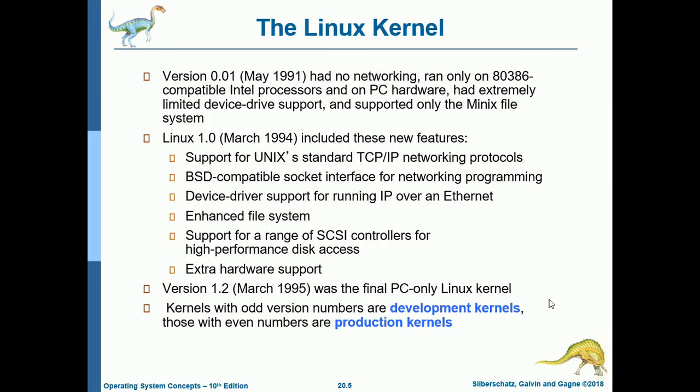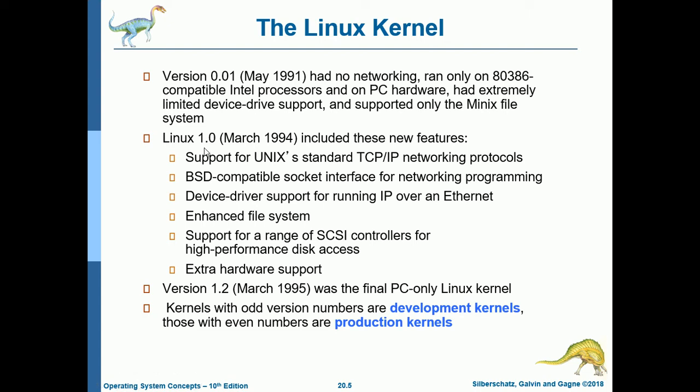Okay, next is the Linux kernel. Version 0.01 in May 1991 had no networking, ran only on 80386 compatible Intel processors and on PC hardware, had extremely limited device driver support, and supported only the Minix file system. After 3 years, in March 1994, we have Linux 1.0. As you can see with the versions, it had major revisions because from version 0 it became 1. It included these new features.